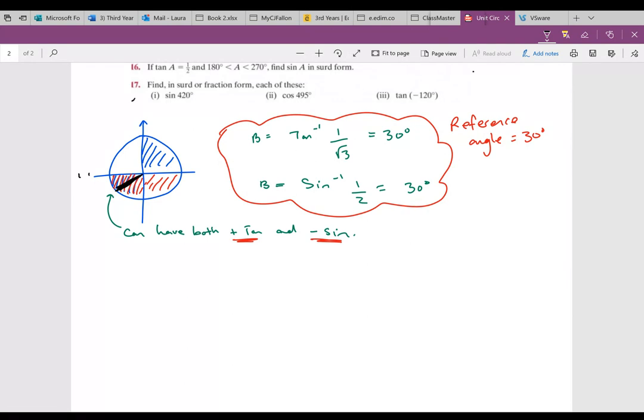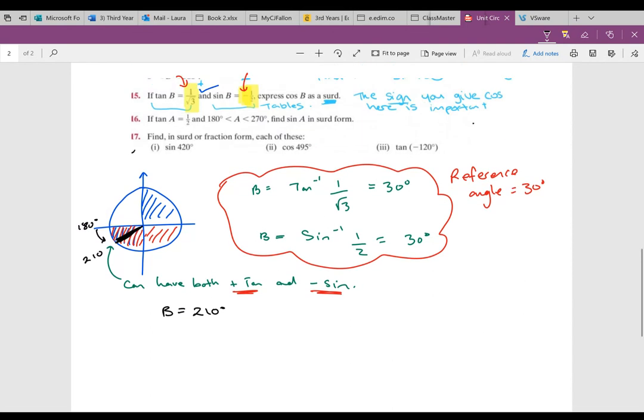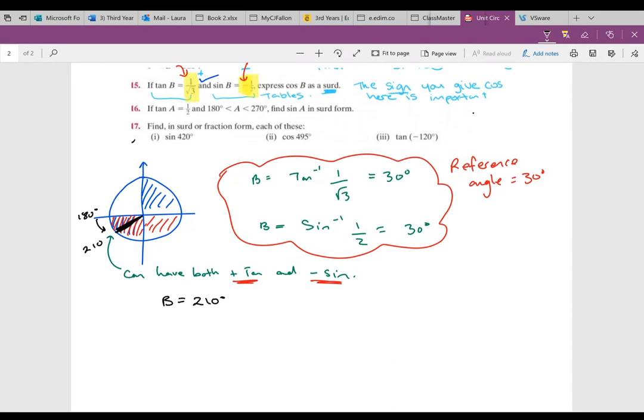So this was 180 degrees. The reference angle is 30. So B must be 210 degrees. And in this case, it can't have two values because I'm looking for a value of B that can be both a positive 1 over root 3 tan and a negative 1/2 sine.